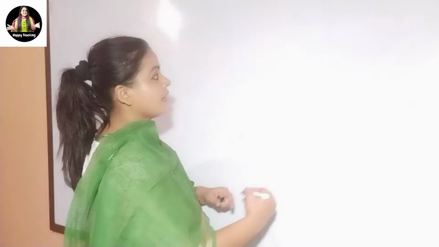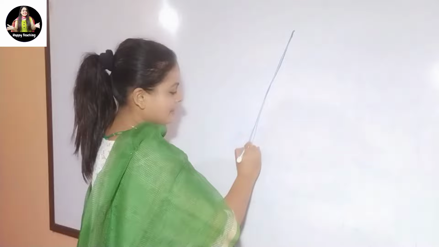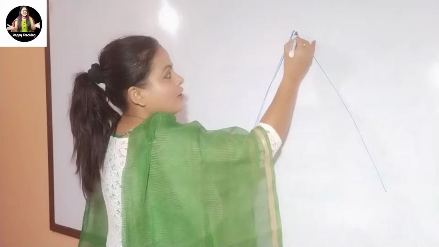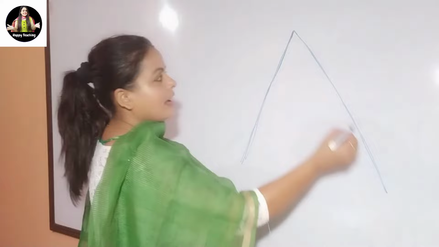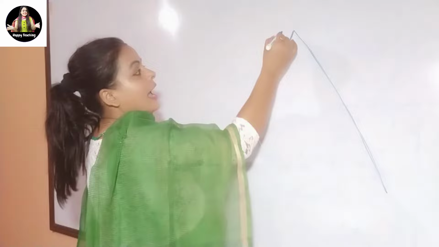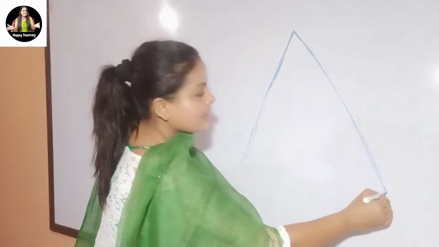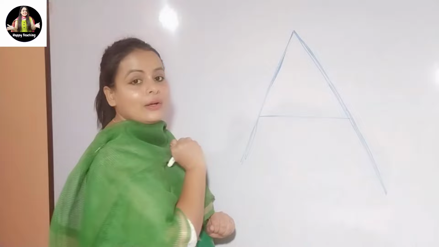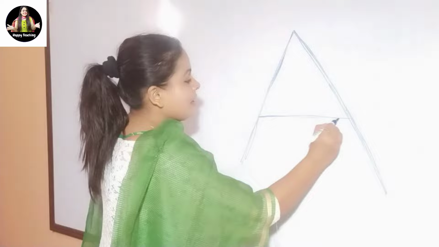Everyone, look here on the board. Start from the top. Slanting line to the left, and one more slanting line to the right. Then another slanting line to the left, and a sleeping line in the middle. Okay, one more time, a sleeping line in the middle.